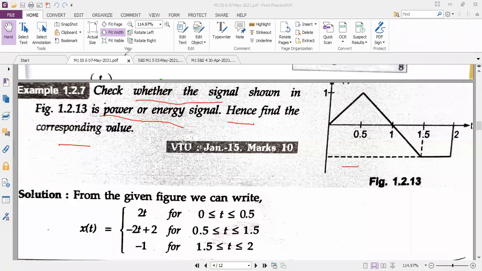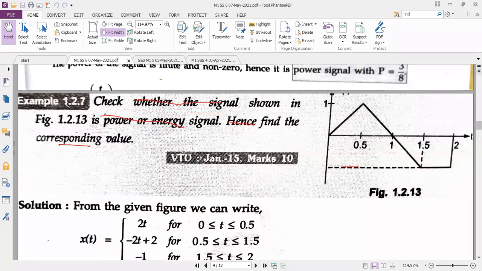Write the complete question with the diagram. The diagram is important. The y-axis is not visible here; you can take it as x of t is the y-axis. At 0, the amplitude is 0. At 0.5, the amplitude is 1. Like that, you have to draw. Then at 1, it is 0, and at 1.5, the amplitude is -1. From 1.5 to 2, the amplitude is -1 only. If it is completed, you tell me, and I will start the solution.